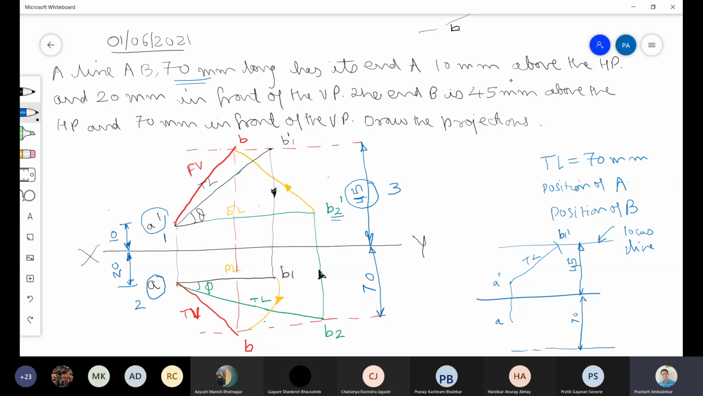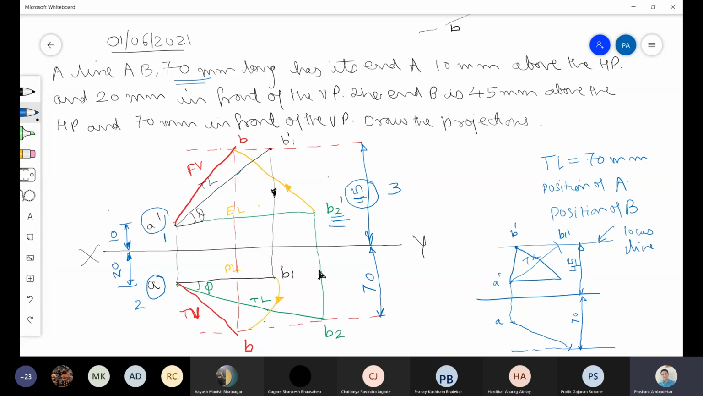Take distance in compass. How much distance you will take? True length in the compass. True length ले लिया compass में, वो आ गया somewhere here, and you draw it like this. So this is what? B2. B2 को प्रोजेक्ट करेंगे ऊपर तो क्या मिलेगा? B2 dash. So here you will get B2 dash. इसको रोटेट करो, ये मिल गया B dash. Similarly, you can complete the top view.